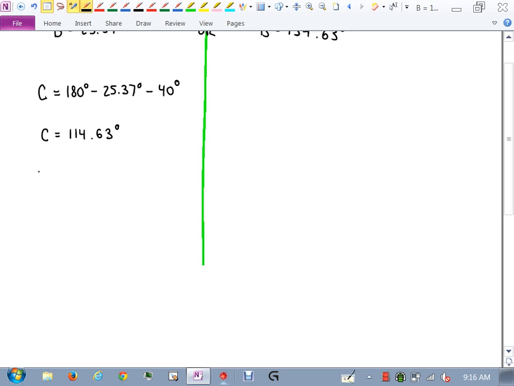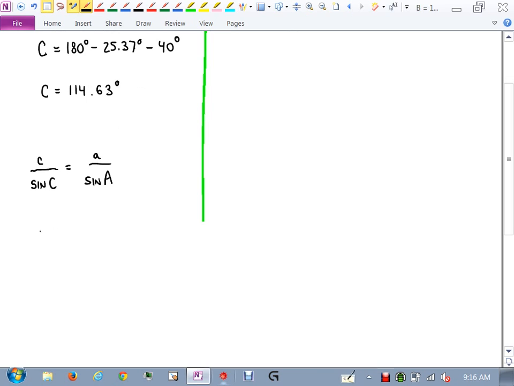So let's get little c. So for little c, I'm going to use the law of sines again, right? Can I use Pythagorean? We talked about this. Can't use Pythagorean, right? Because it's not a right triangle. So I use c over sine c equals, and I'll use the a over sine a because that's the information I was given in the problem. So little c is what I'm trying to get.